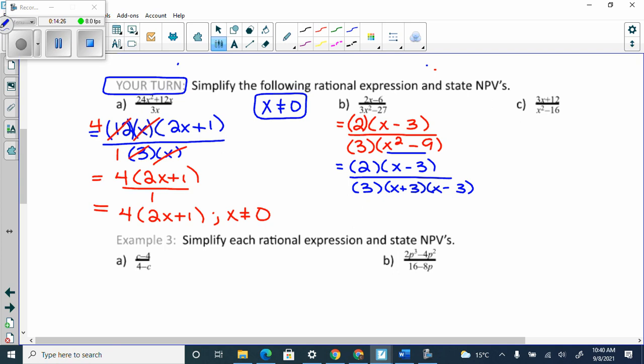Now, what do we have to do first before we cancel? I see 2, x minus 3. I'm getting excited because I'm like, I'm not stupid. There's something matching. This is going well. That's what I'm thinking. And I really badly want to cancel. Before I cancel, Emily, what do we do? You have to state the non-permissible values, the NPVs.